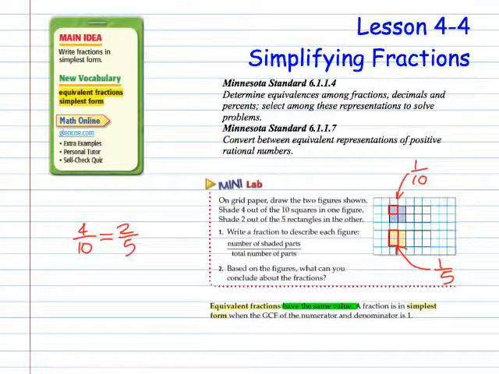A fraction is in simplest form when the greatest common factor of the numerator and denominator is 1. In this particular case, 2/5 would be in simplest form.